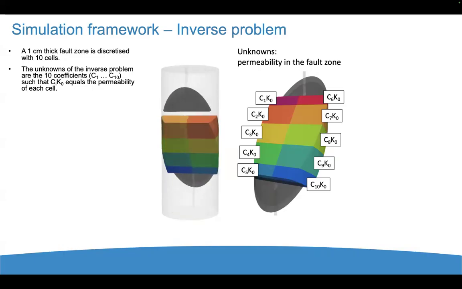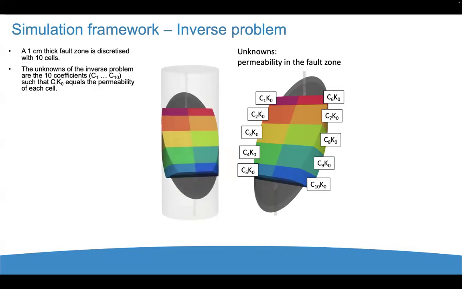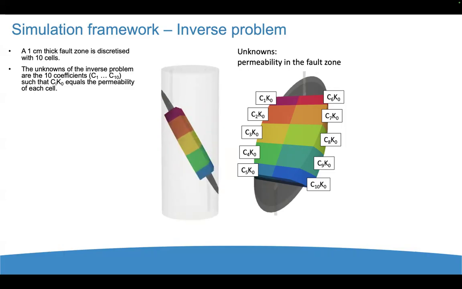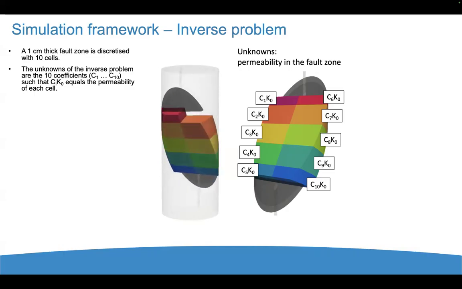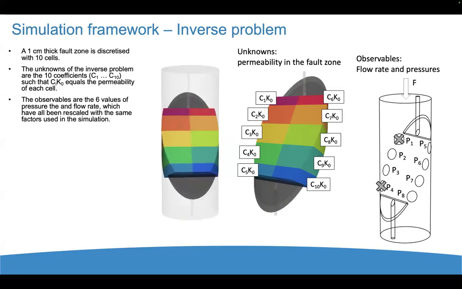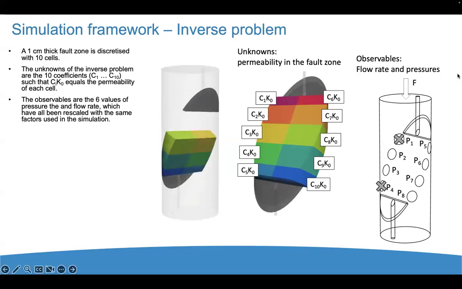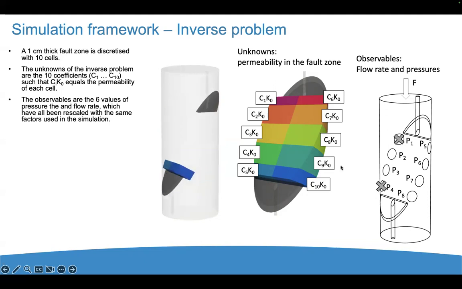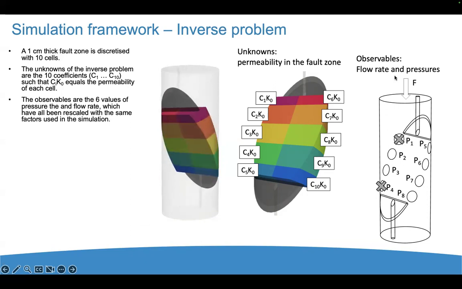So the unknowns of the inverse problem are indeed the time coefficients of each cell. So the 10 permeabilities of each cell. The observables are 6 values of pressures, because 2 pressure transducers stopped working during the experiment, and the flow rate.